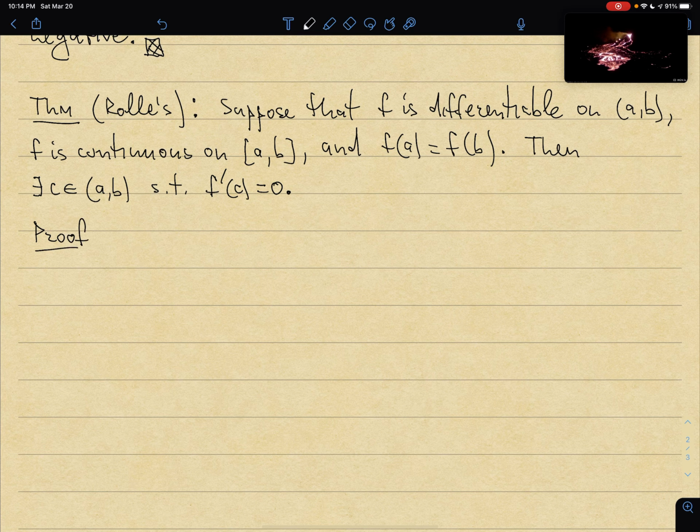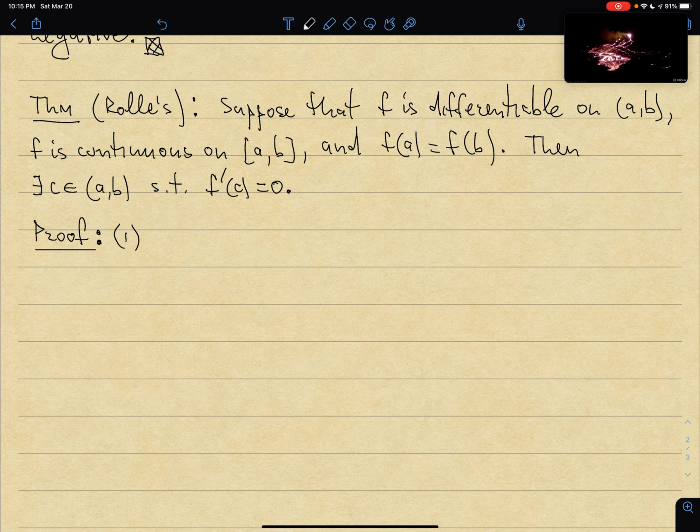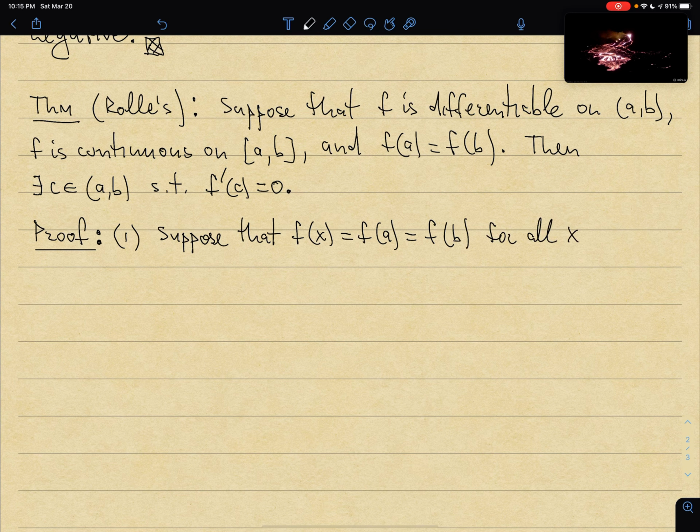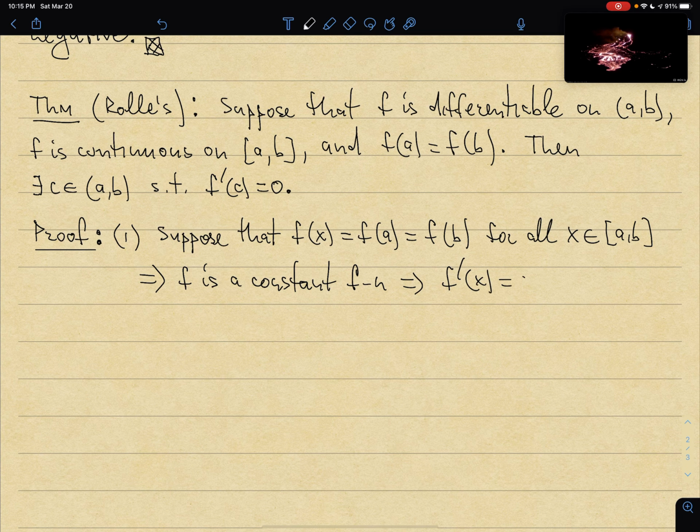So, first of all, number one, suppose that f of x is equal to f of a, which already is equal to f of b, for all x in AB. Well, then there is nothing to do, because then my function is a constant. So f is a constant function. And therefore, f prime of x is equal to zero for all x in AB.